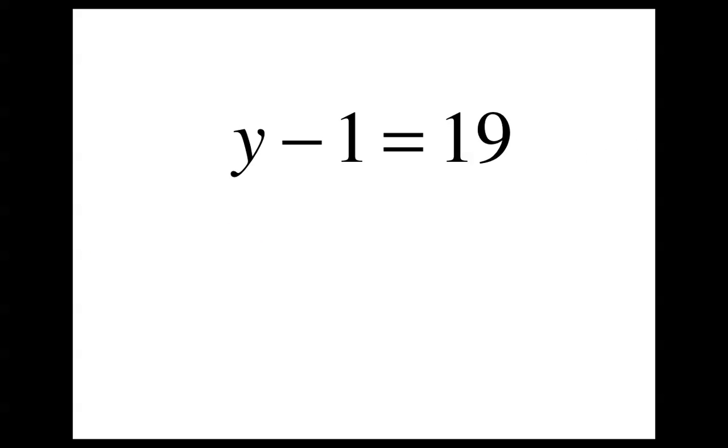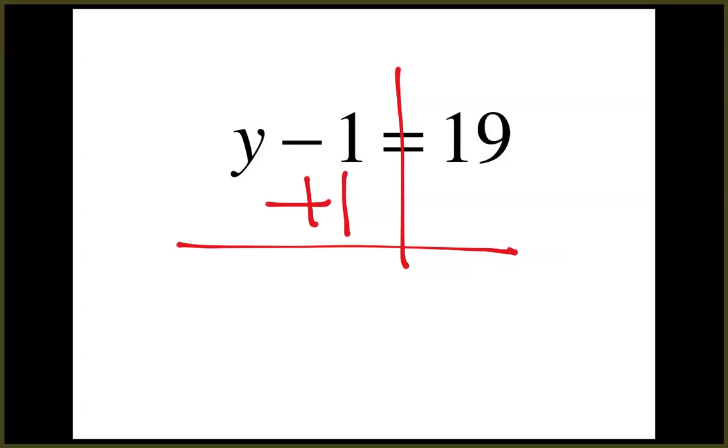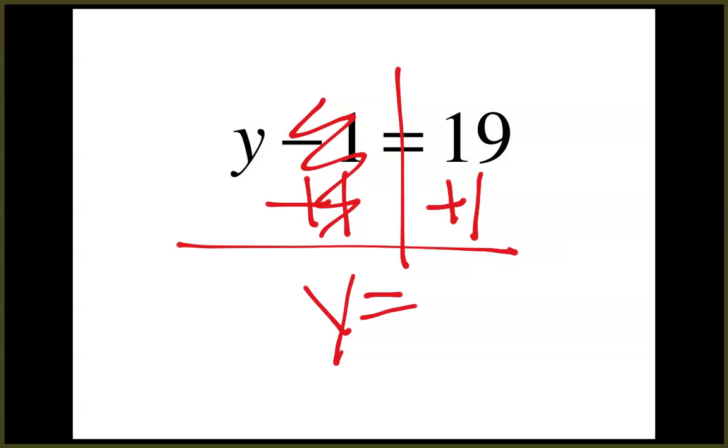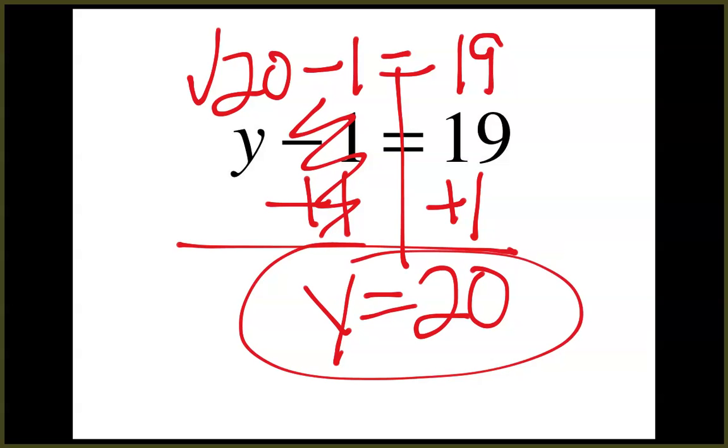How about this one? What's the opposite or inverse operation here? Adding 1 to both sides. Because negative 1 plus 1 is nothing, and you can tell me right now my solution is y equals 20, because 20 minus 1 does equal 19. Yes, it does. So, I've successfully solved this equation.